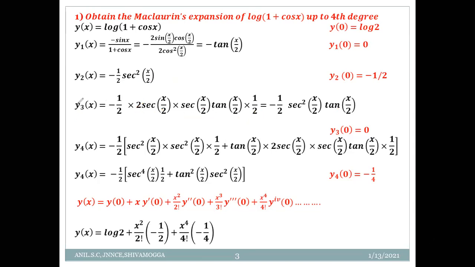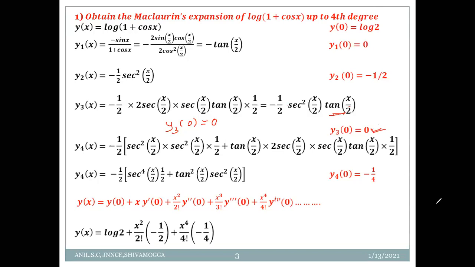And this derivative y3 of x is also required at x is equal to 0. Put x is equal to 0. When x is equal to 0, y3 of 0 is equal to minus 1 by 2 into secant square 0 into tan 0. When x is equal to 0, x by 2 is 0. And what is tan 0? Tan 0 is 0. And 0 into anything is 0. Therefore, y3 of 0 is equal to 0. This is third order derivative.